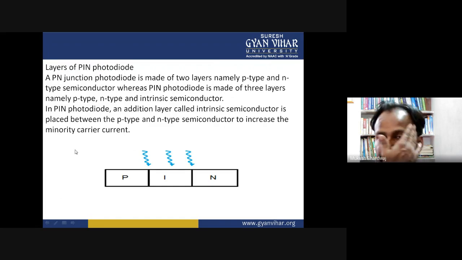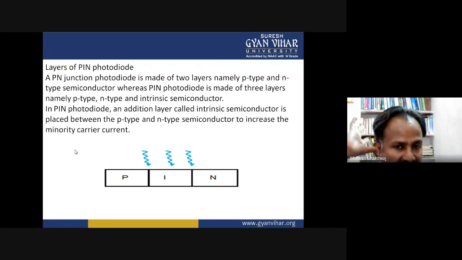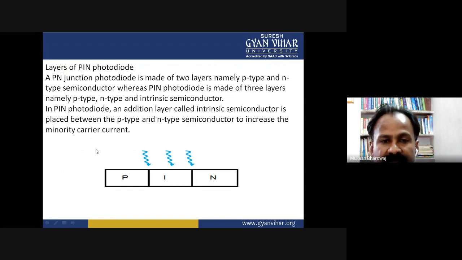Layers of pin photodiode. A p-n junction photodiode is made up of two layers, namely p-type and n-type semiconductor, whereas pin photodiode is made up of three layers, namely p-type, n-type, and intrinsic semiconductors sandwiched between p and n. In the pin photodiode, an additional layer called intrinsic semiconductor is placed between the p-type and n-type semiconductor to increase the minority carrier current.